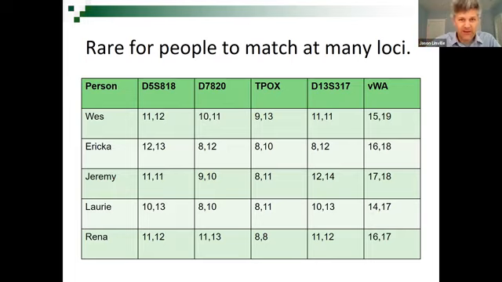So we're going to calculate the frequency. It's going to be a number, okay? And that number is going to get lower and lower and lower, okay? The number that we're going to calculate is actually a decimal. So in other words, if 10% of the population match Wes at D5, if 10% of the population have an 11, 12, that's going to show up in our calculation as 0.10.